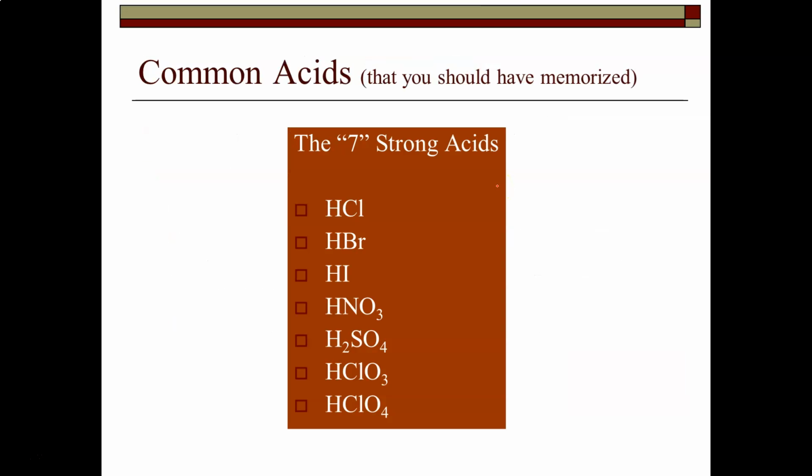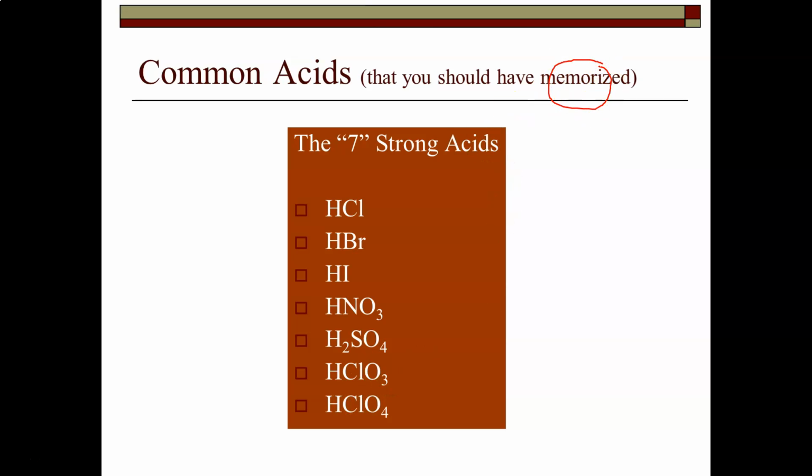All right? You have to memorize the common 7 strong acids. So it's HCl, HBr, HI. Those are all in the halogen group, Cl, Br, and I. Then you have some very common acids here, nitric acid, sulfuric acid, chloric, and perchloric. All right, so HCl, HBr, HI, HNO3, H2SO4, HClO3, HClO4. You need to memorize those.